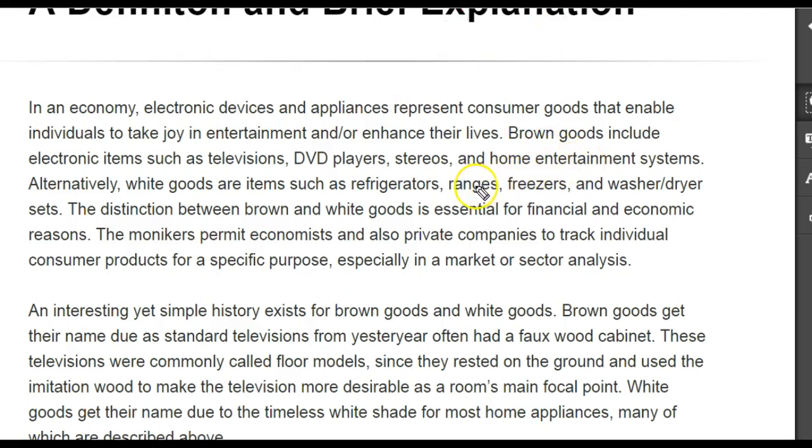So in economics, white goods and brown goods are nothing but electronic devices and appliances which represent the consumer goods, so that it will enable individuals to take joy in entertainment or enhance their life. Brown goods include electronic items like television, DVD players, stereos and home entertainment systems. White goods are items like refrigerators, ranges, freezers, washers.